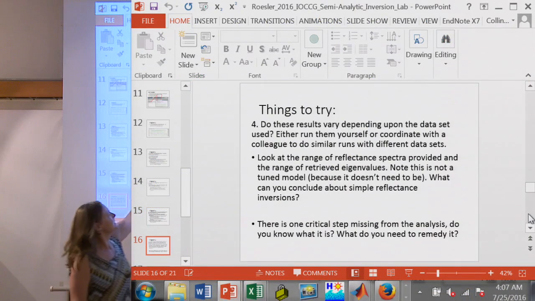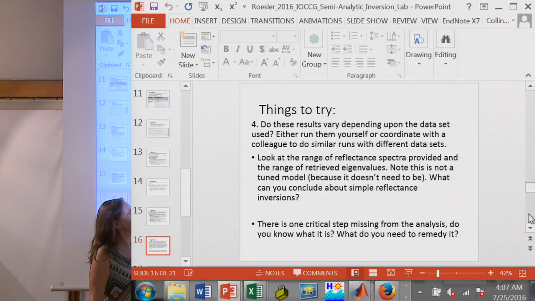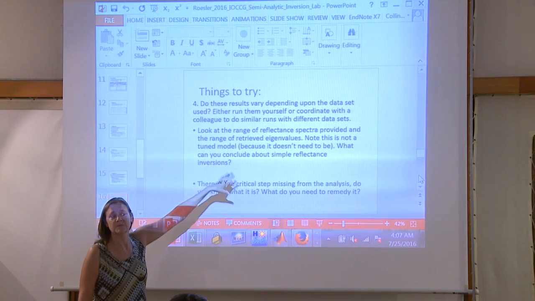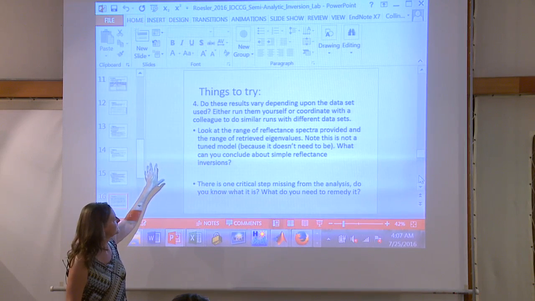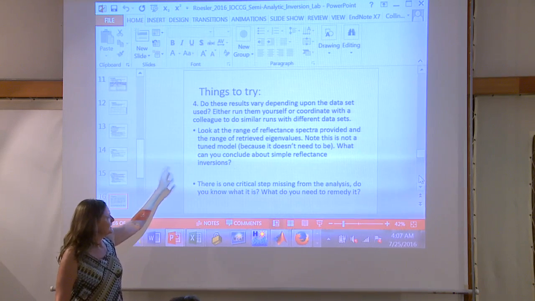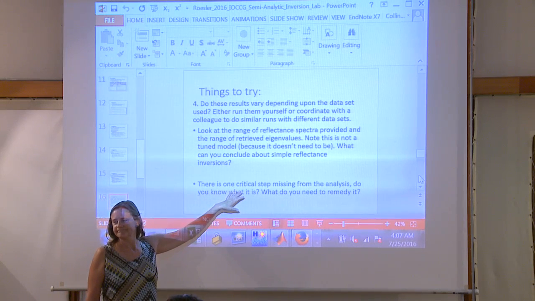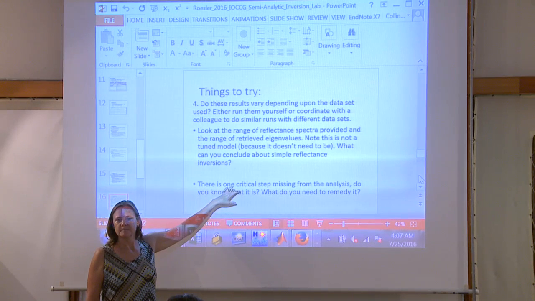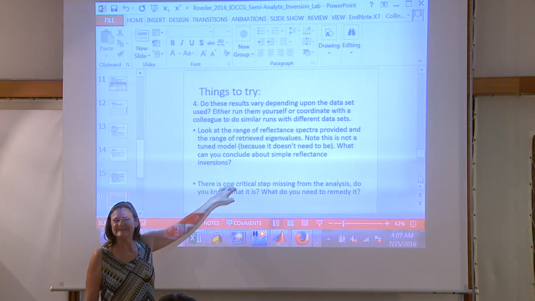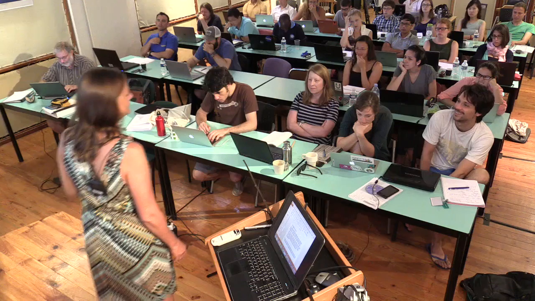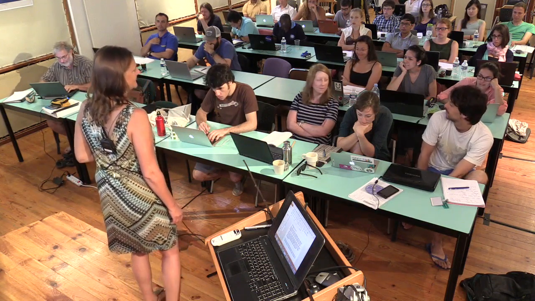So then the question is, go ahead and play, and you can look at different regions and see what types of waters do better with which type of spectra. But the last thing is, there's a critical step here missing from this analysis. And do you know what it is? What? No, it's okay. Don't not say something because it might be wrong, because if you're thinking it, probably everybody else is.